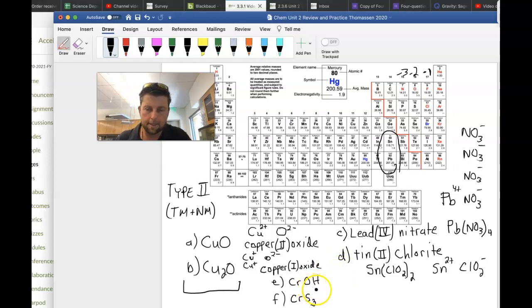So chromium and hydroxide. Do we know the charge of hydroxide? Remember, OH is a polyatomic ion, so we name it that way. And OH has a -1 charge. So OH with a -1 charge means that the single chromium has to have a +1 charge. And the name for this, because chromium has a +1 charge, is chromium 1 hydroxide.